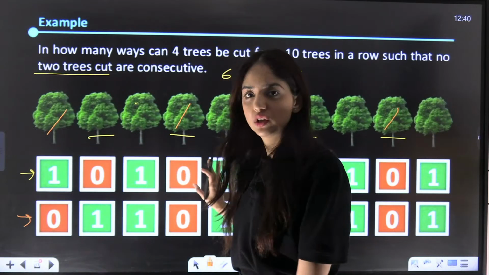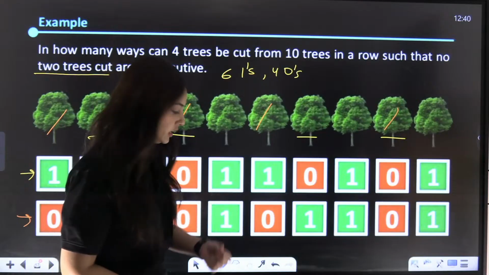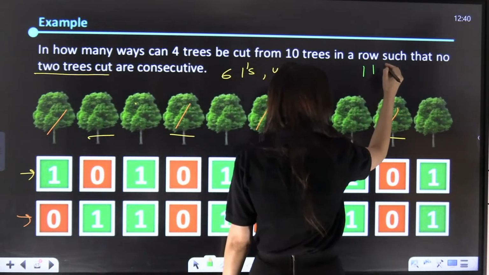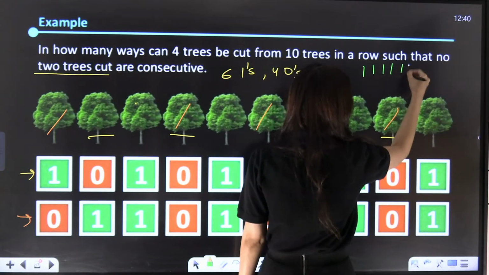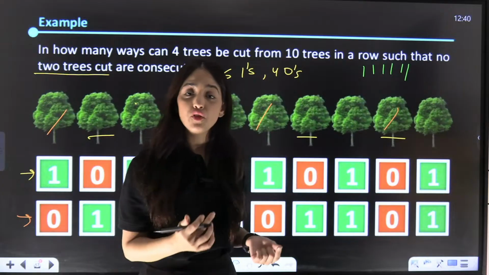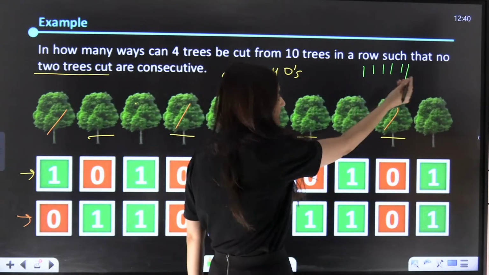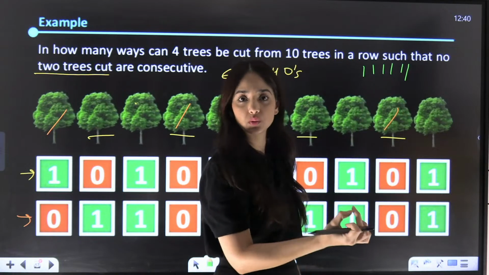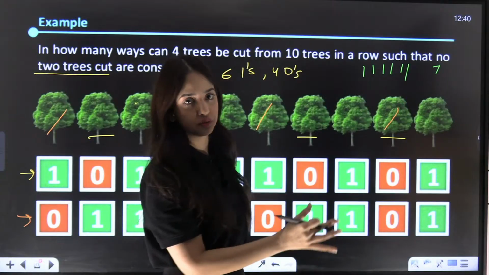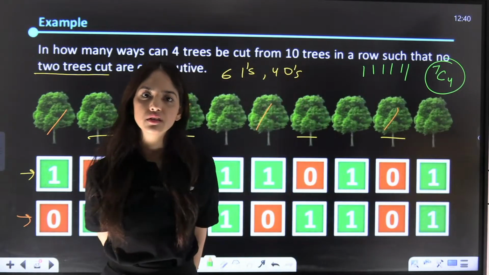We first arrange the ones. How many arrangements? In this case, because they are identical, there is only one arrangement, right? We have 6 ones, we just arrange them 1, 2, 3, 4, 5, 6. There's only one possibility of doing this. Now we have to insert zeros between these gaps. How many gaps do we have? 6 plus 1, 7 gaps, and we have to select 4 gaps out of these 7. So 7C4, and that is your final answer.